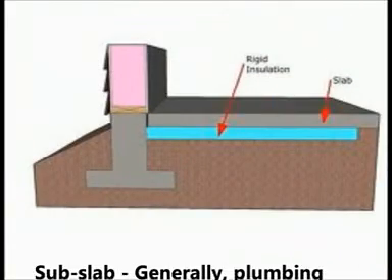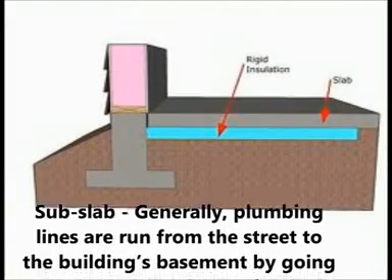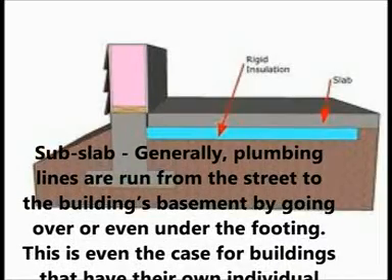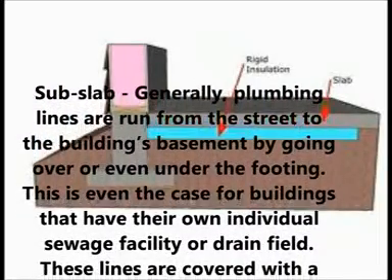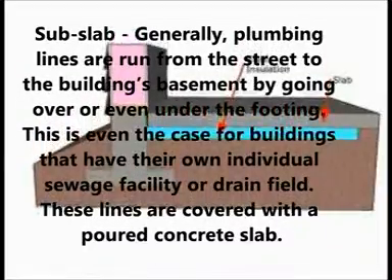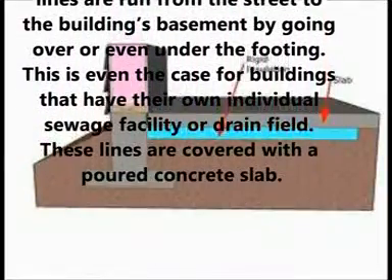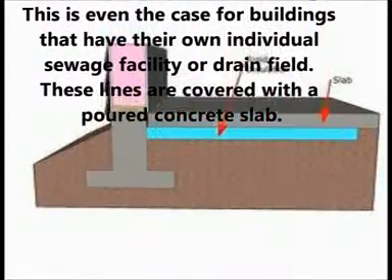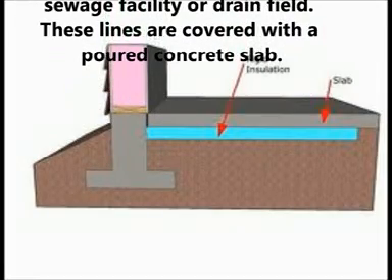Generally, plumbing lines are run from the street to the building's basement by going over or even under the footing. This is even the case for buildings that have their own individual sewage facility or drain field. These lines are covered with a poured concrete slab.